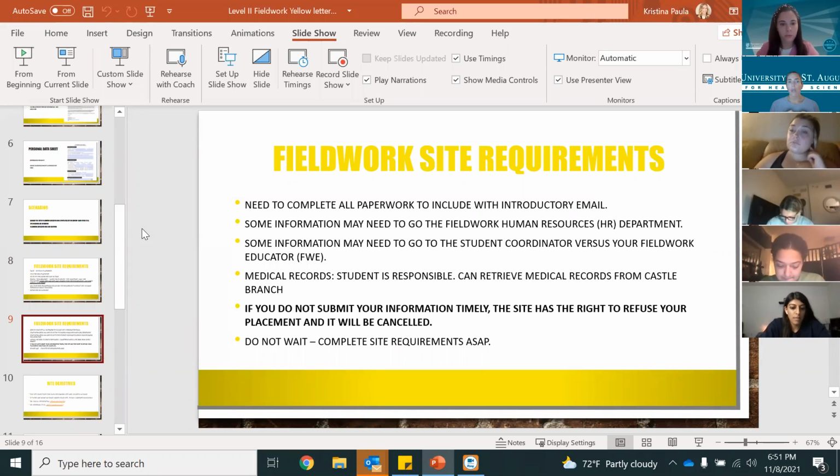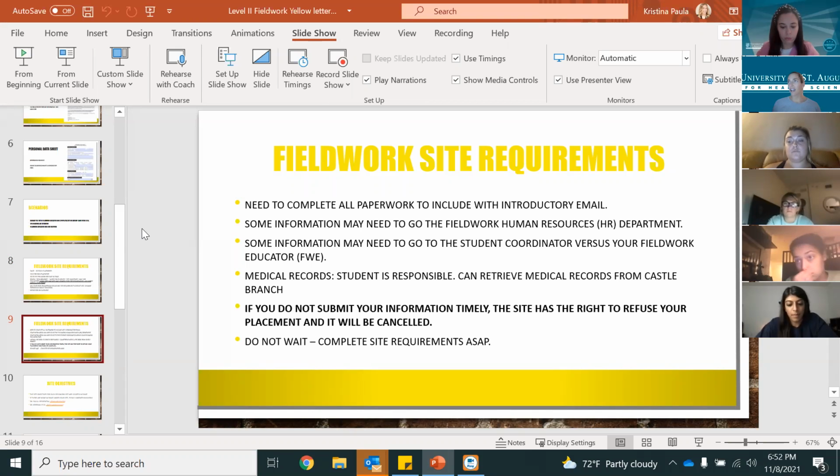Okay, so when you're doing the introductory email, you'll go ahead and ask them what the site requirements are and then follow up with it. Just be mindful, some of your sites may tell you this form goes to HR, this form goes to your fieldwork educator, and they have various departments, especially if you're working in a big hospital, different departments do different things. So you might have your onboarding training with education, but all of your site requirements, like medical requirements, are through HR. So just keep track of, if they're telling you send it to one place, send it to that place.